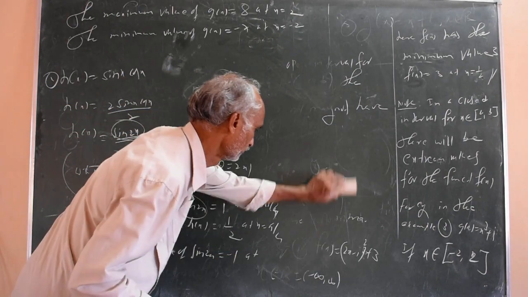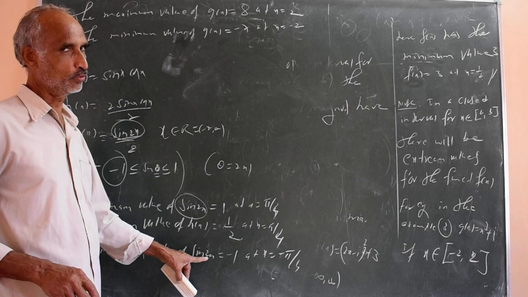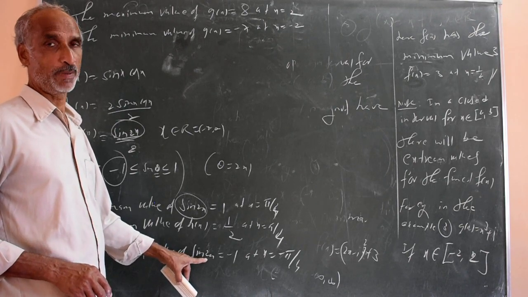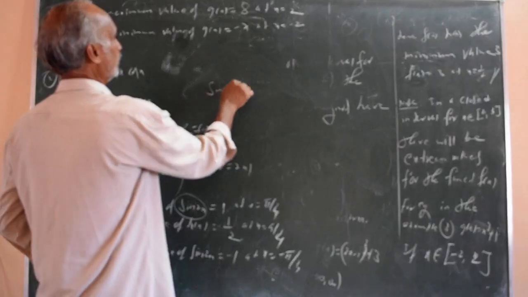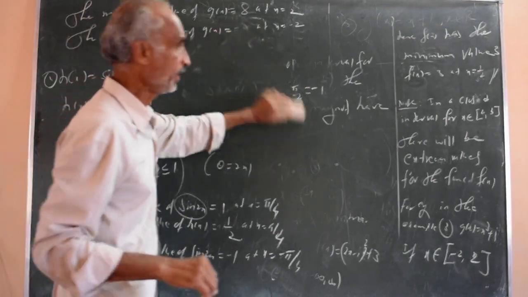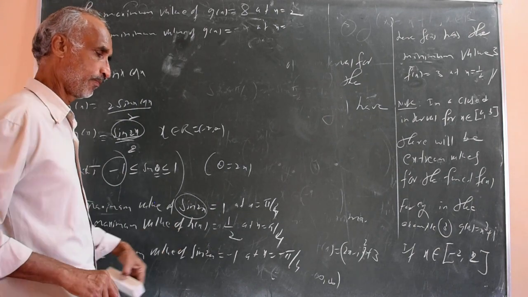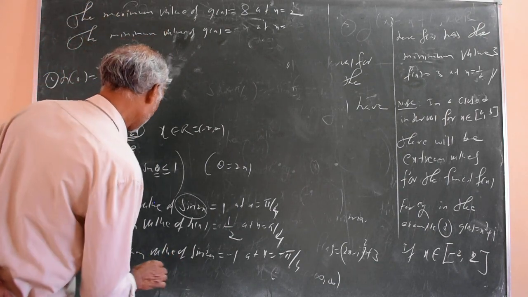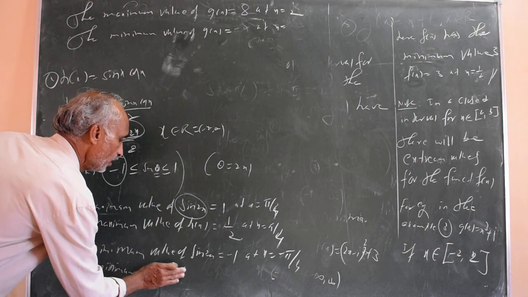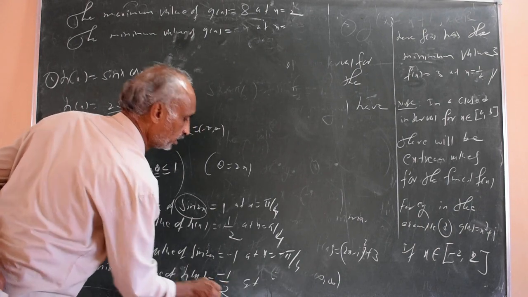At x is equals to minus pi by 4, okay? Sin 2 into minus pi by 4 is sin of minus pi by 2. Sin of minus theta is minus sin theta. Therefore, sin of minus pi by 2 is minus sin pi by 2, and sin pi by 2 is 1, so it is minus 1. Therefore, the minimum value of h of x is equals to the minimum value of sin 2x, which is minus 1, upon 2, therefore minus 1 by 2.